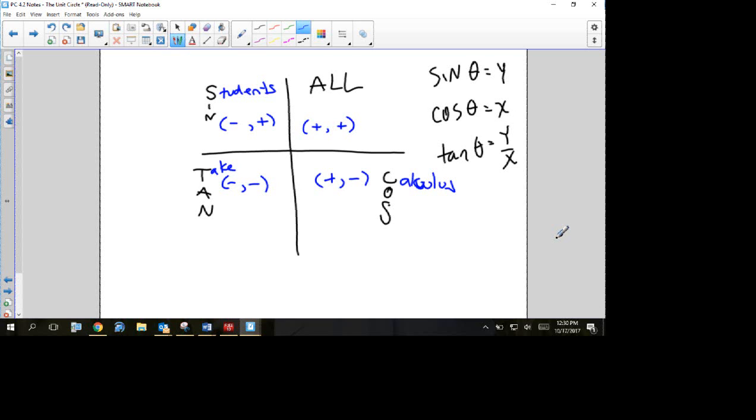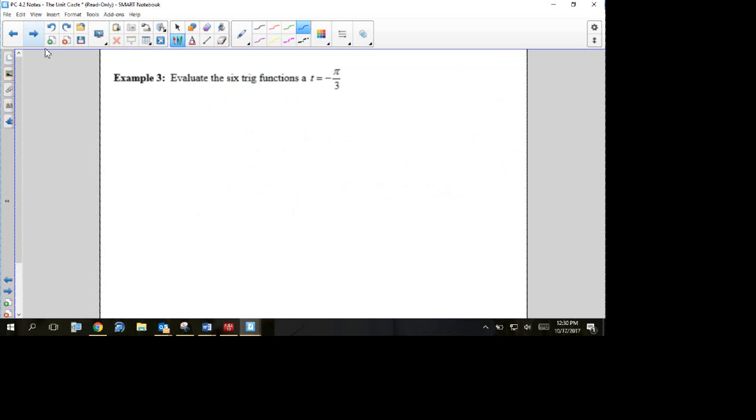Reciprocal of sine. So wherever sine is positive, and you flip it, cosecant would be positive also. So these are like the main ones. And if you use their reciprocals, they go with them. Okay, so evaluate the 6 trig functions at theta being negative pi over 3.